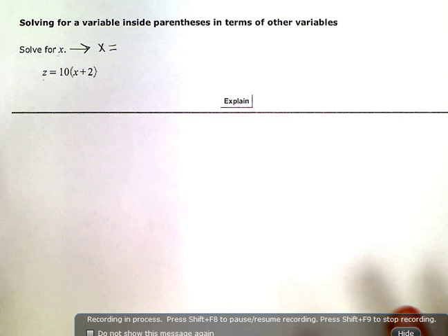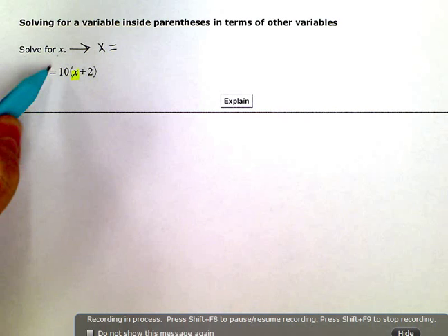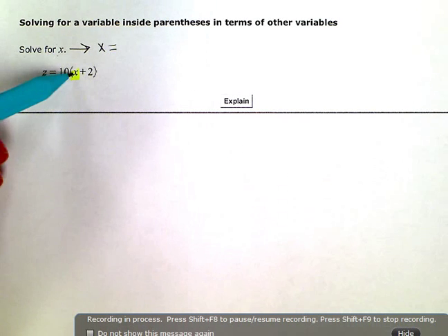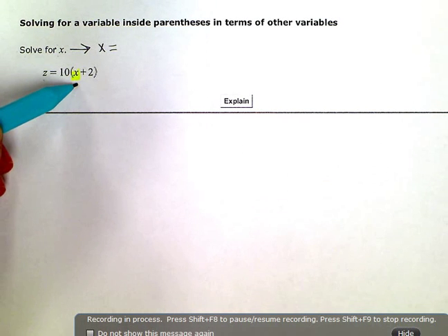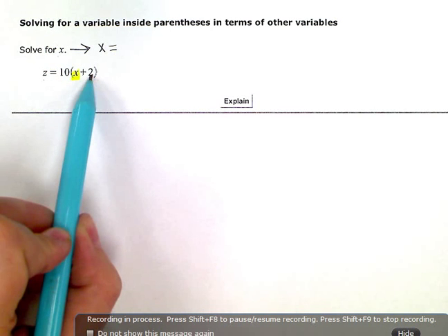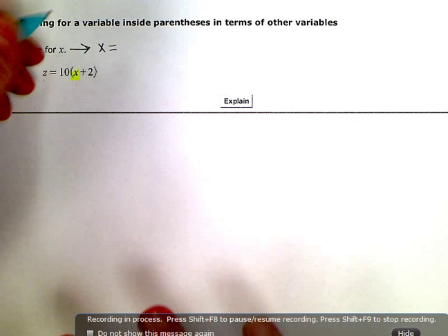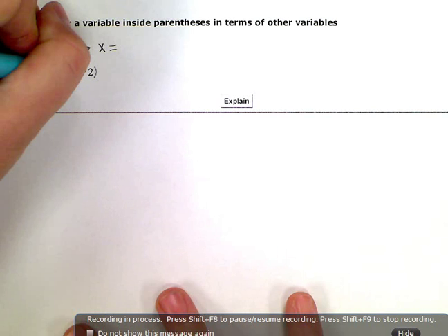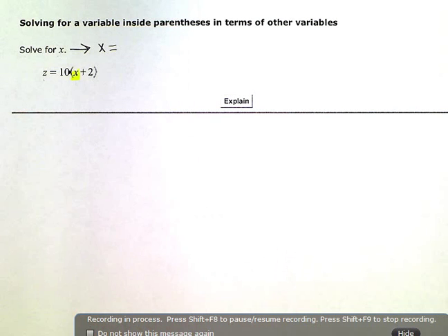I have this x plus 2, okay? And I need to peel away with that to get the x by itself. So I have two things happening here. I have a plus 2, and then right here on the outside of those parentheses, I have a times 10. There's multiplication right there.